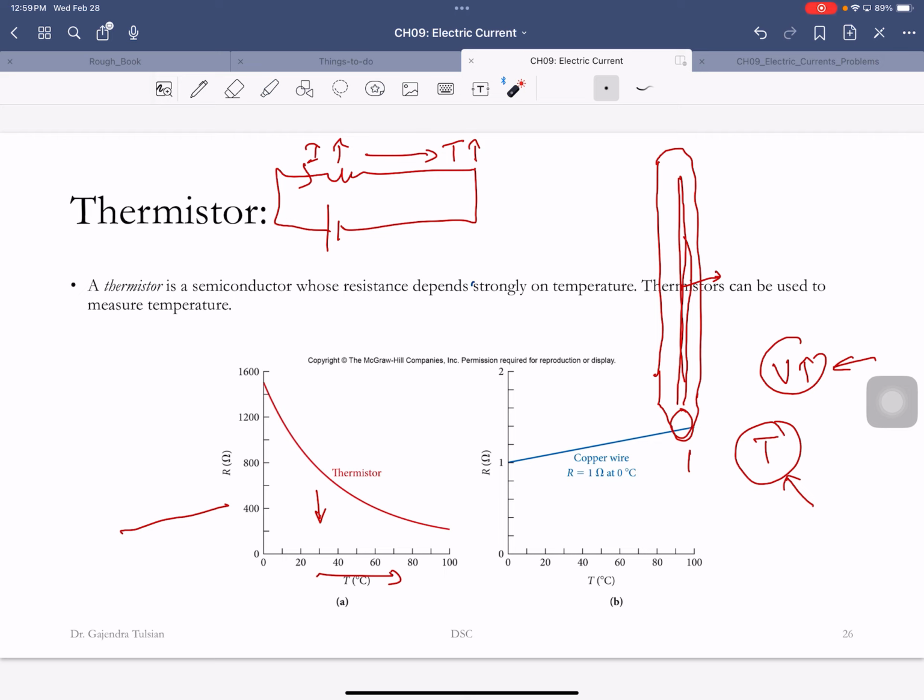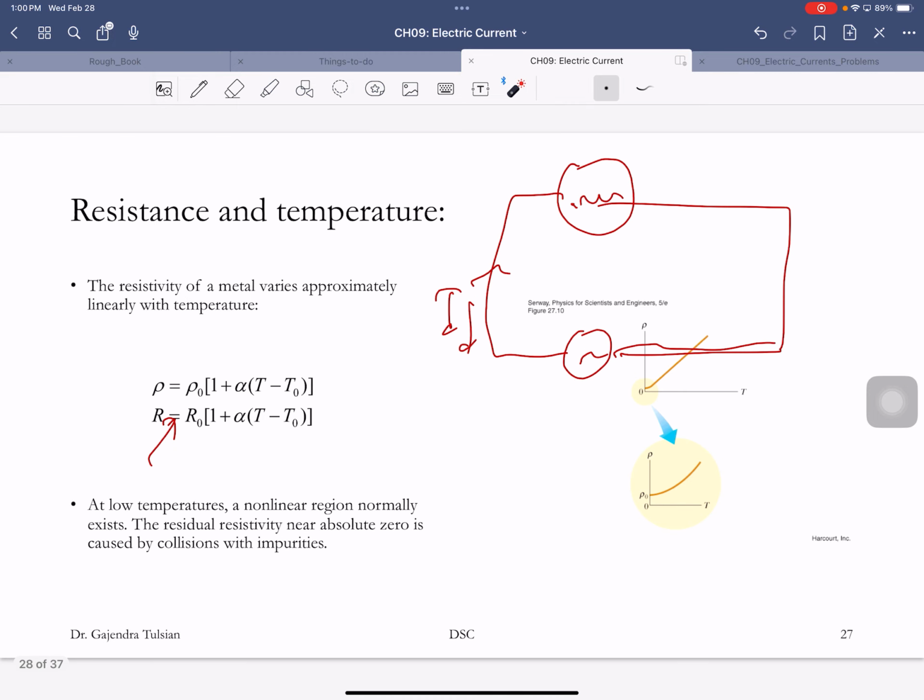You saw that a thermistor is a material whose resistance changes dramatically with temperature. And you can use these devices to measure temperatures. For an ordinary piece of metal like copper and stuff like that, its resistance increases linearly with temperature.